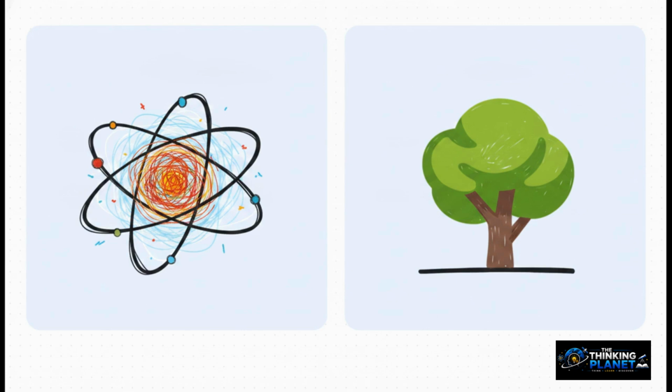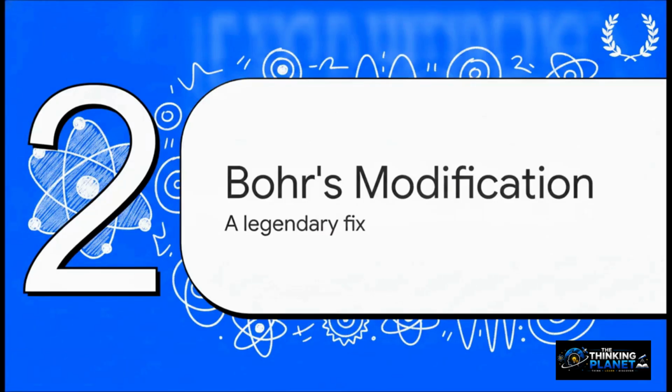So, was Rutherford entirely wrong? Actually, scratch that. He wasn't entirely incorrect. He just needed a brilliant modification. Which brings us to Section 2, Bohr's brilliant modification.